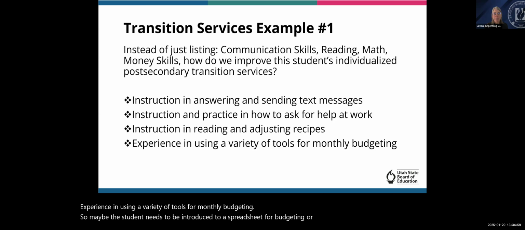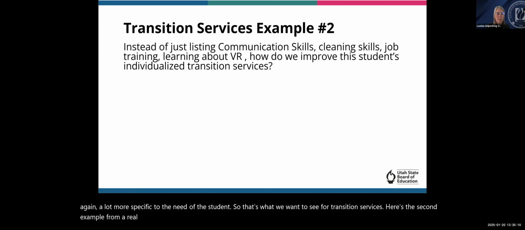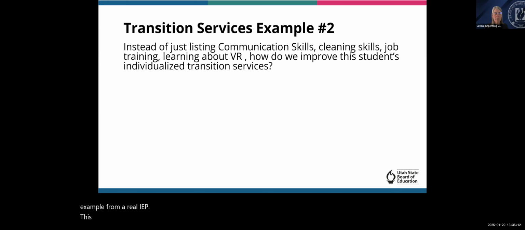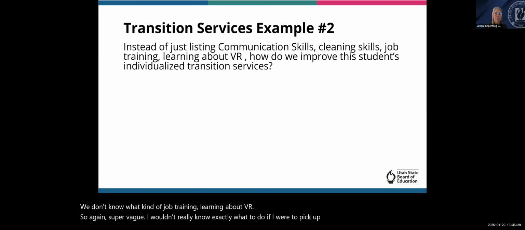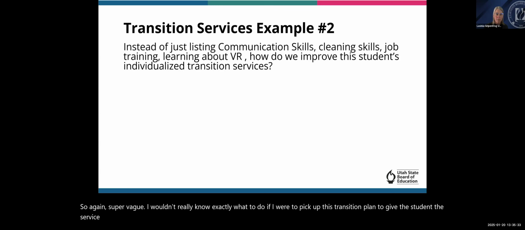Here's a second example from a real IEP. This IEP had listed for the transition service, again, vague kinds of things like communication skills, cleaning skills, job training. We don't know what kind of job training, learning about VR. So again, super vague. I wouldn't really know exactly what to do if I were to pick up this transition plan to give this student the service they need. So let's see if we can refine that and make it a little more specific.